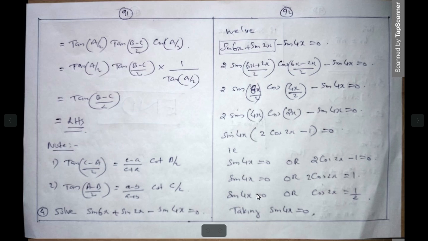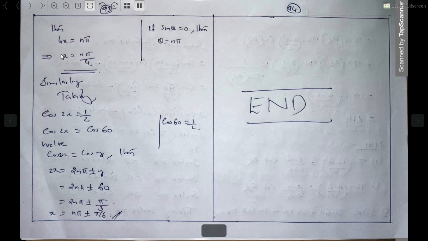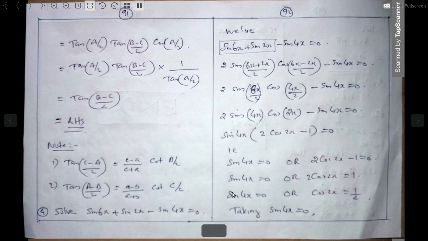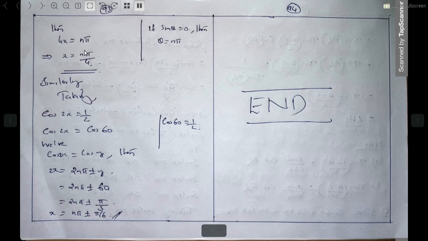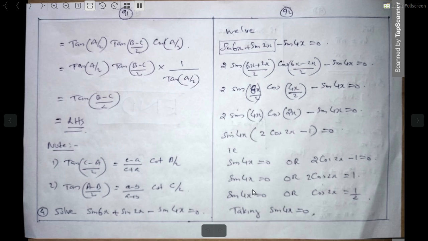Firstly, we are taking sin 4x equal to 0. Then 4x is equal to what? nπ, from the previous graph. If sin θ is equal to 0, θ is equal to nπ. Instead of θ here we have 4x. So 4x is equal to nπ, x is equal to nπ/4. That is all about this term.